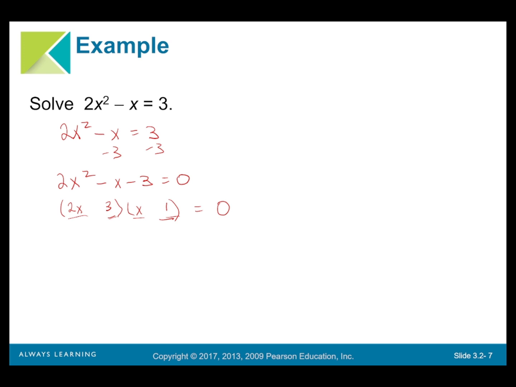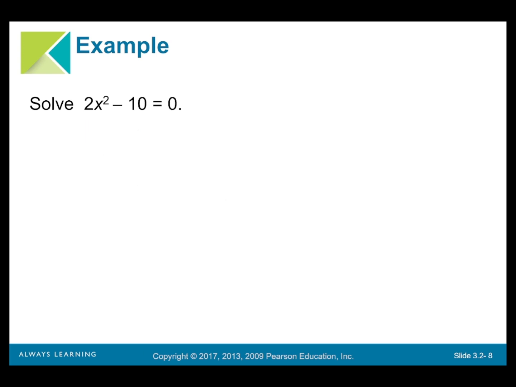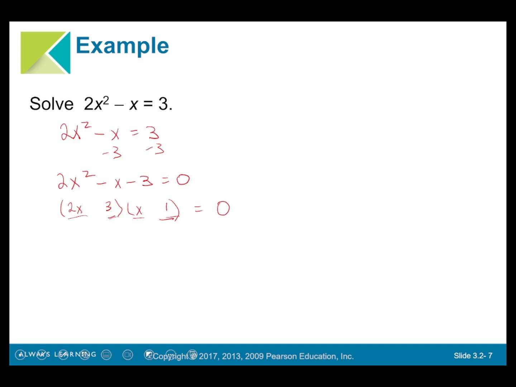But I do want to talk about signs next. So the sign on this is a minus 3, which means I need to have a plus and a minus in here. And I need to have a minus x in the middle. So my minus needs to go with the bigger of the two. So I need to have a minus 3 and a plus 1.